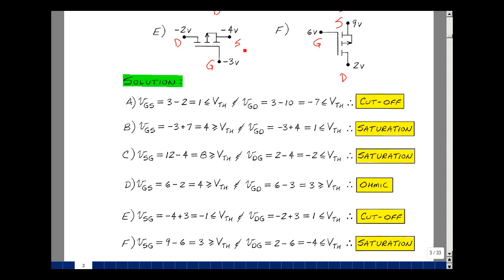So you can measure these kinds of voltages in a circuit that you're trying to repair, and you can figure out the state of the transistor and see whether that makes sense based on where it is in the schematic. This is supplemental problem 4.4.